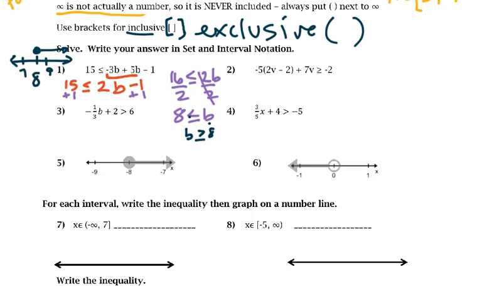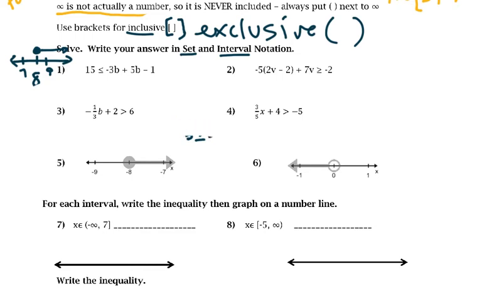So I need to write it in set notation and interval notation. So first off, let me erase. Now you should show your work here. So if this was on a piece of paper and I could write smaller, I would not erase this, but I'm going to erase it so we have some space. And I'm going to write a couple of things.